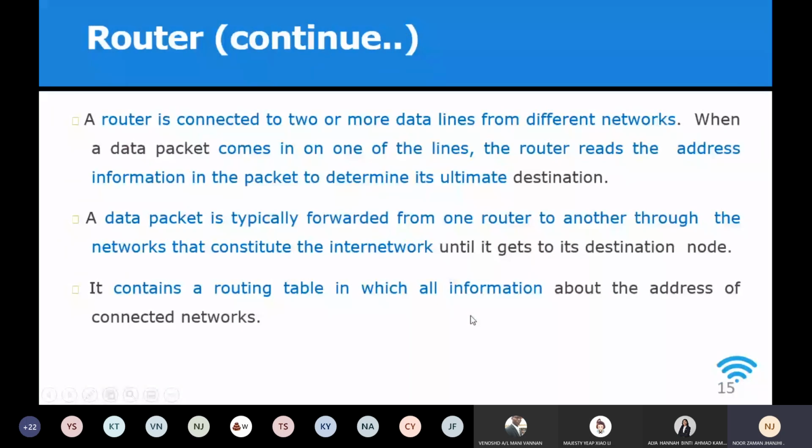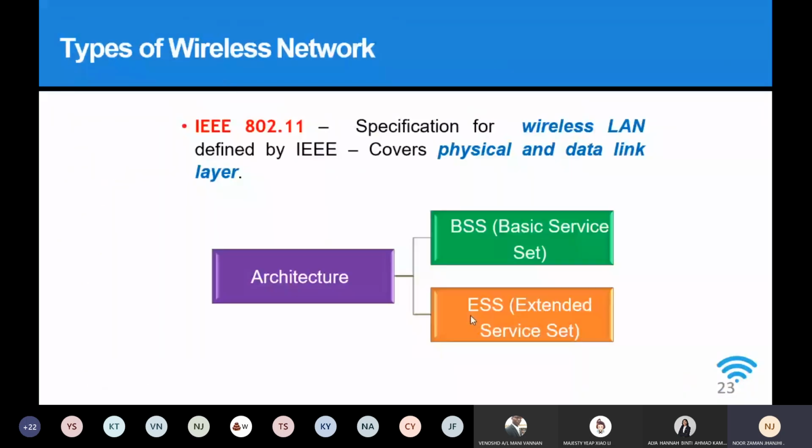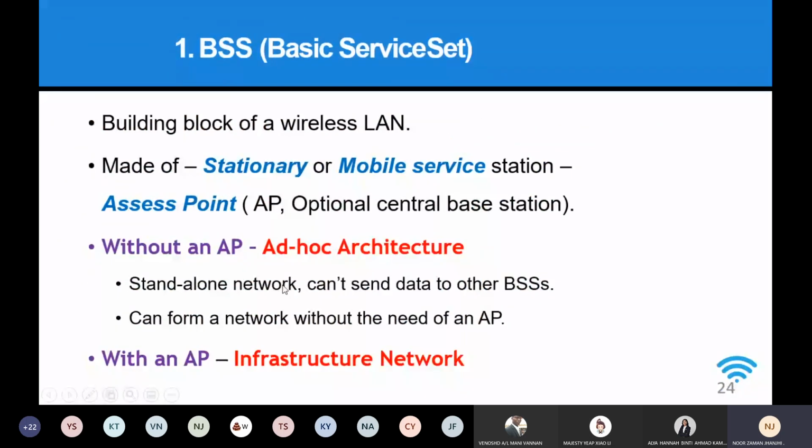Now, what he is referring to here is the same thing, that without an access point, it's standalone. If it is without an access point, then this is the ad hoc architecture. The standalone network can't send data to the other BSS. So BSS is one structure format. We may have multiple BSS in the wireless LAN, but how it looks, just wait for a minute. You will see the figure. One figure is clearer than 1,000 messages, so you will understand.